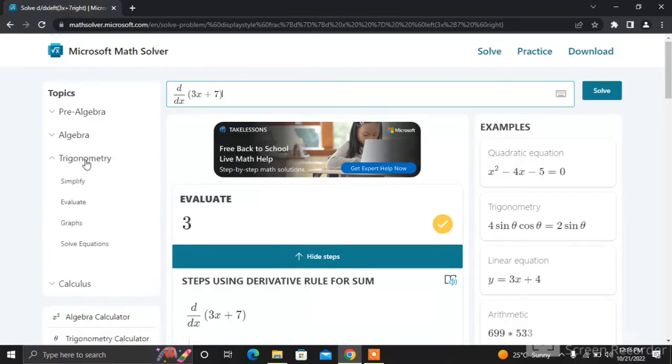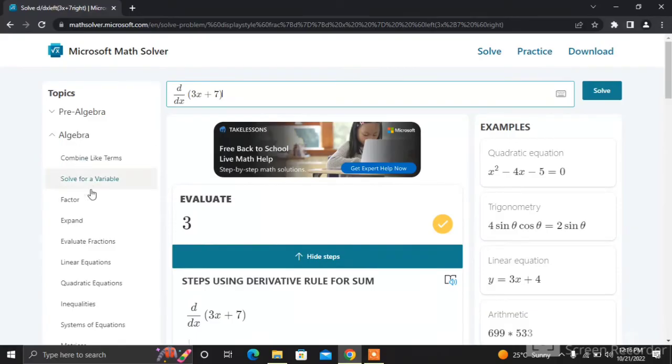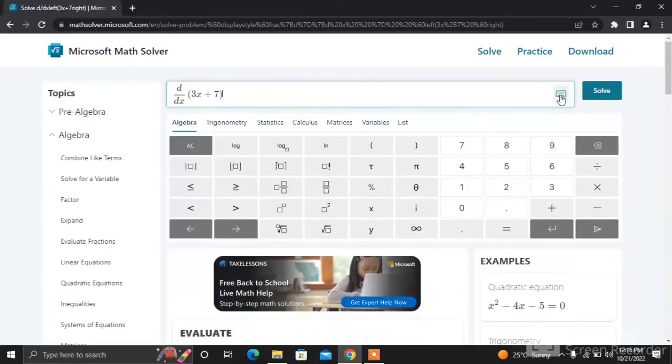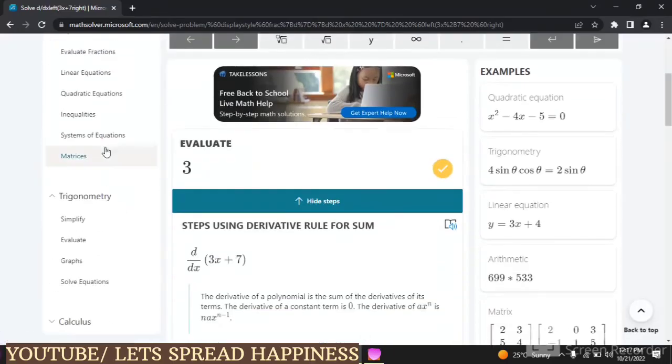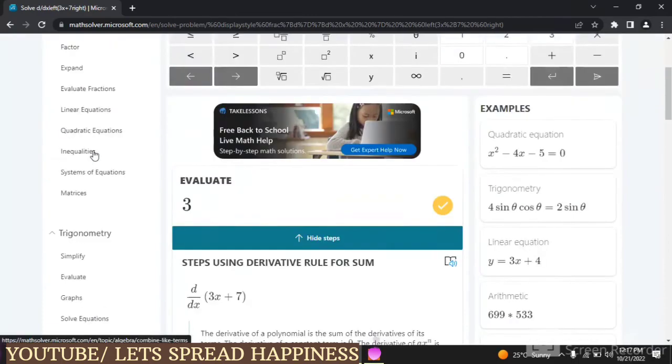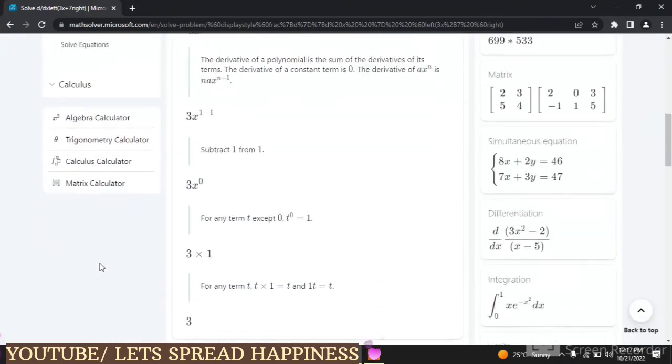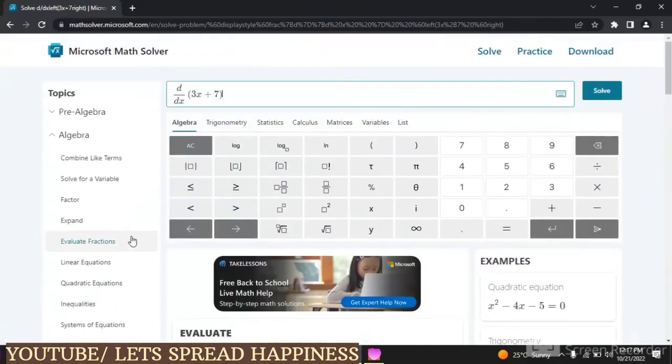You can also solve your questions related to trigonometry, and you can also solve your question related to algebra. You have to just type your question here and then click the solve, and if you have trouble in typing the symbol, you can set this format from already defined keyboard. So in this way you can solve your mathematics problems. It gives you all types of field, for example algebra, calculus, trigonometry, and all fields of maths are included in this.